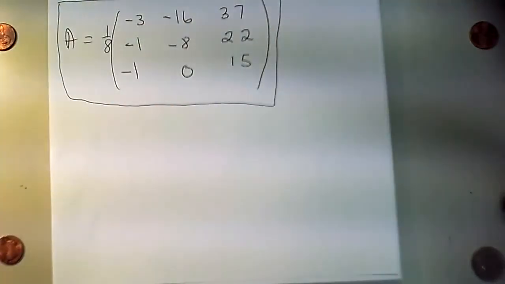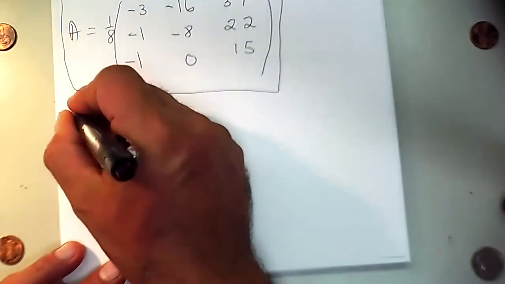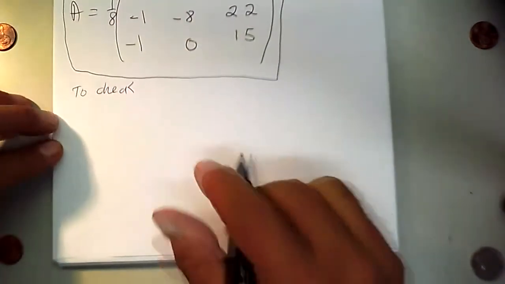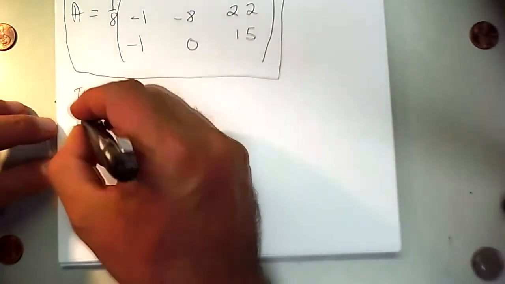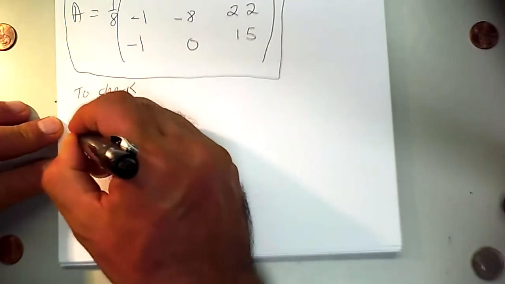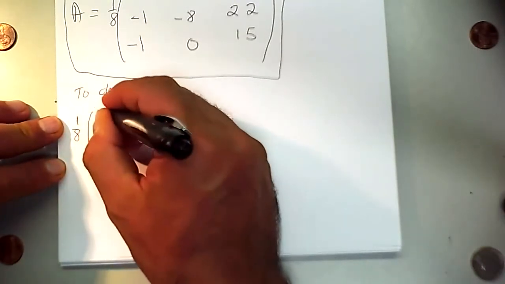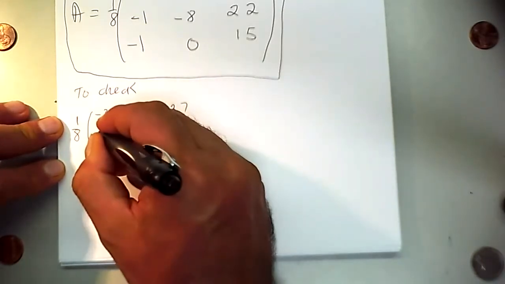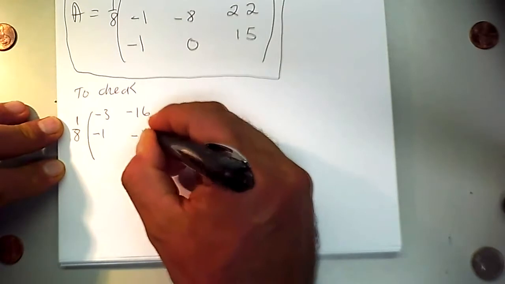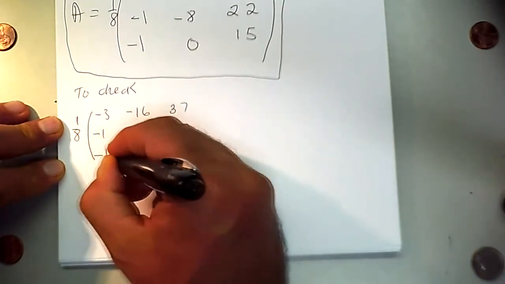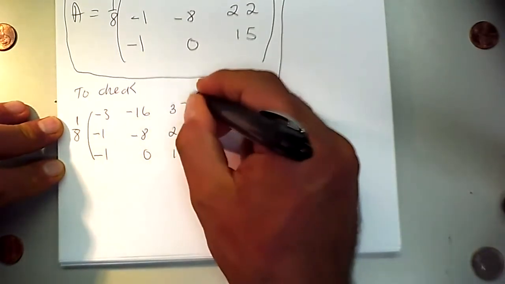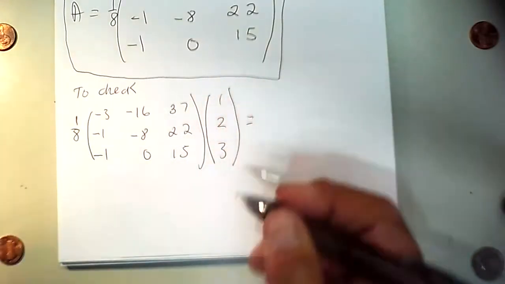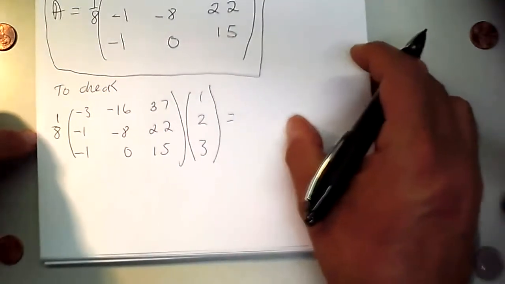And then we are completely positive we are correct. Let me plug in 1, 2, 3. So to check, I think I'm only going to check one vector, but if we wanted to check everything, then we have to multiply all three vectors. So -3, -16, 37, -1, -8, 22, -1, 0, 15. We want to multiply this with 1, 2, 3, which is the original information they gave us.